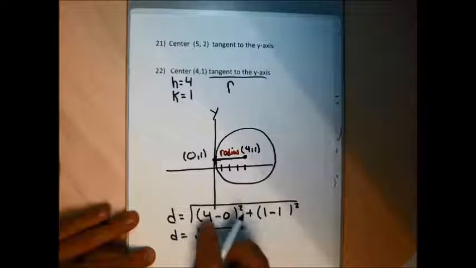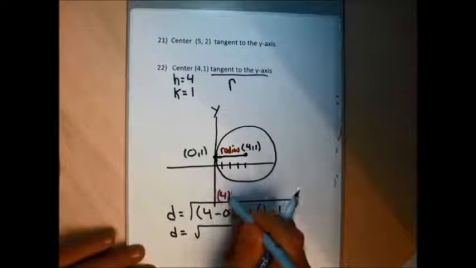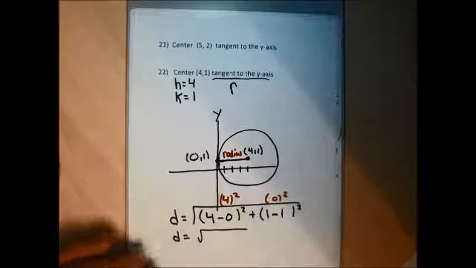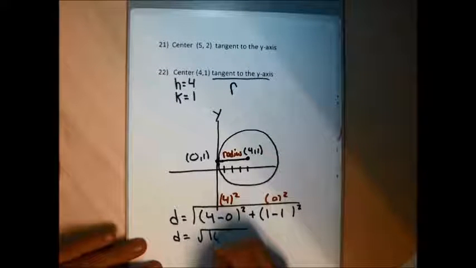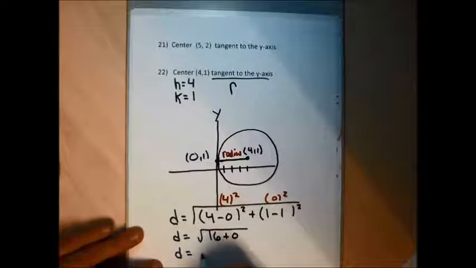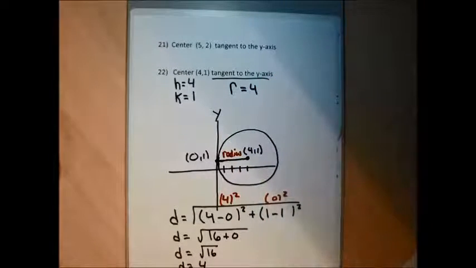The first parentheses is going to be 4 squared, which is going to be 16. The second parentheses is going to be 0 squared, which is 0. So it's going to be the square root of 16 plus 0. The distance between the 2 points is the square root of 16, which is 4. The radius for this circle is the distance between those 2 points, which is 4.